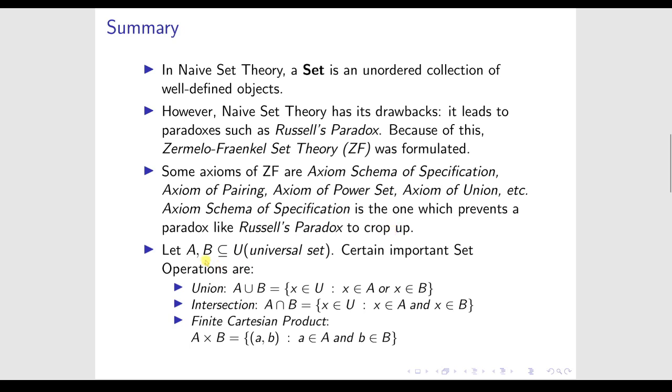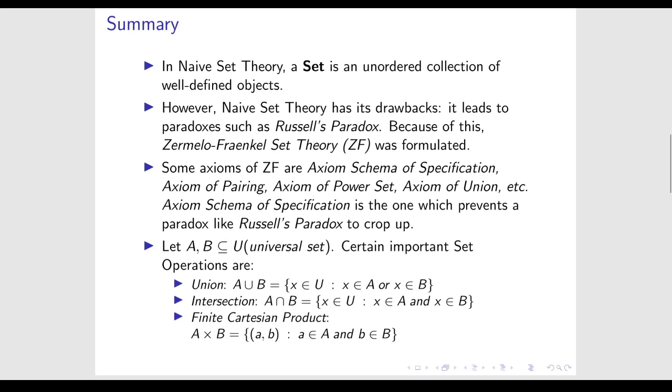Let A and B be subsets of a universal set U. Certain important set operations are: union. A union B is the set of all x in U such that x is in A or x is in B. Intersection: A intersection B is equal to the set of all x in U such that x belongs to A and x belongs to B. Finite Cartesian product: A cross B is equal to the set of all ordered pairs (a, b) such that a belongs to A and b belongs to B.